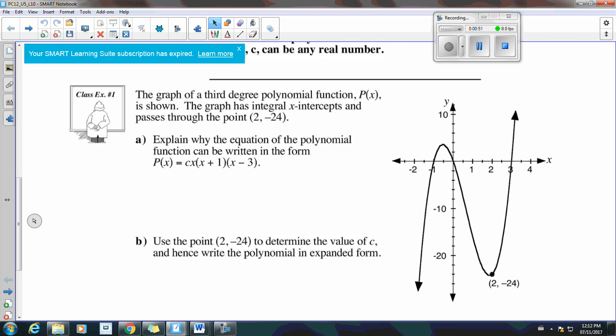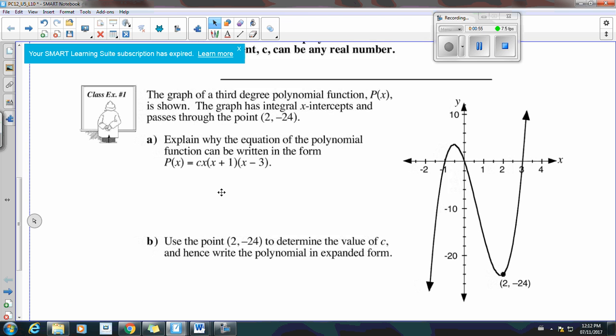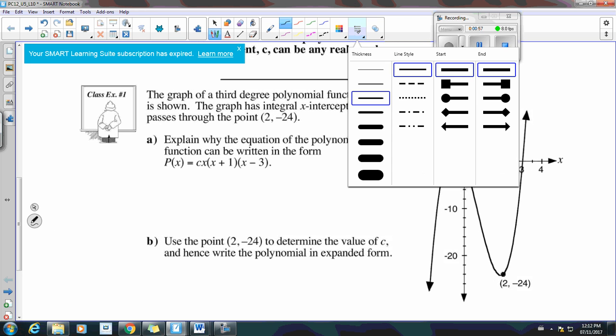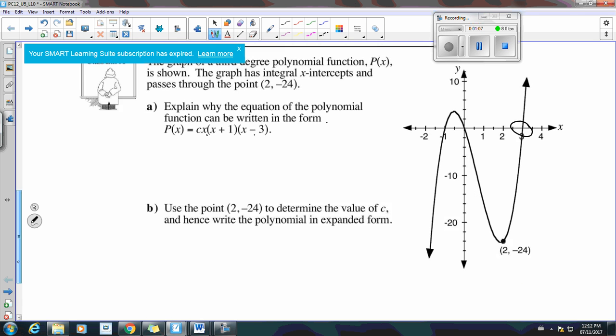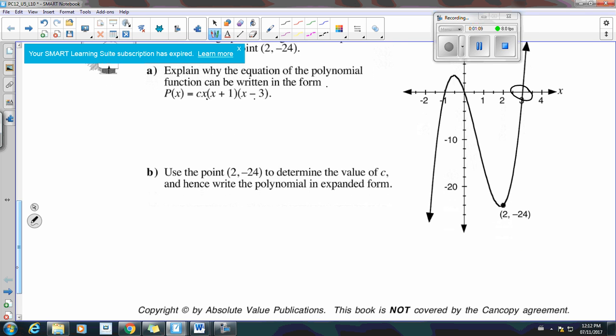But basically we look at the zeros. We have a zero of negative 1, that gives us the factor x plus 1. We have a zero of 0, which gives us the factor x. We have a zero of 3, which gives us the factor x minus 3, and then we have some leading coefficient. So use the point.